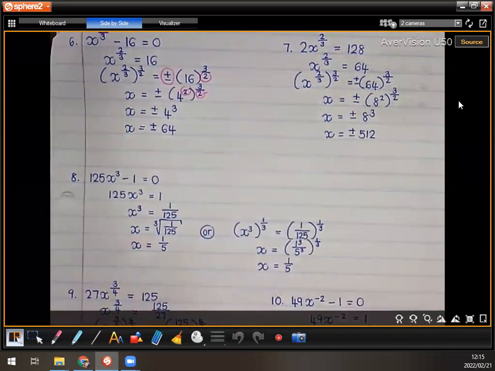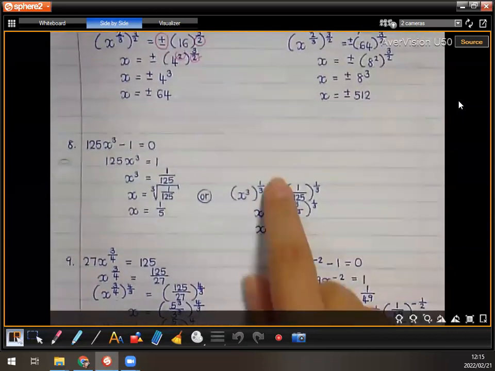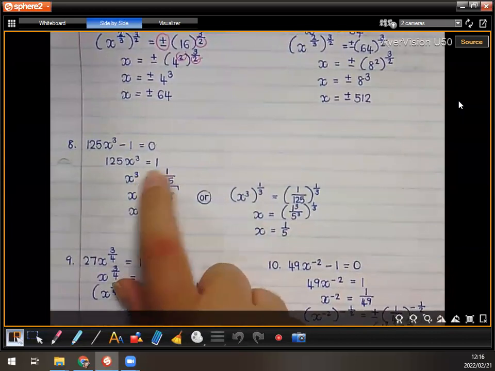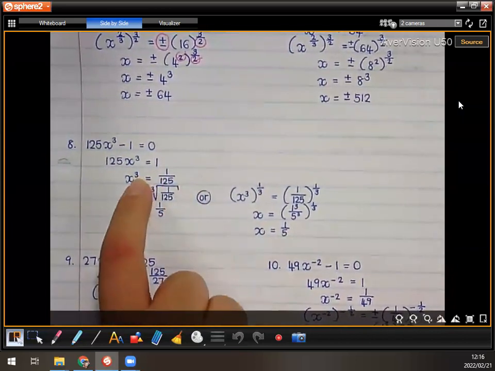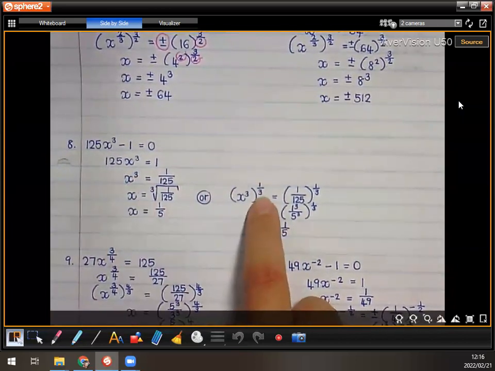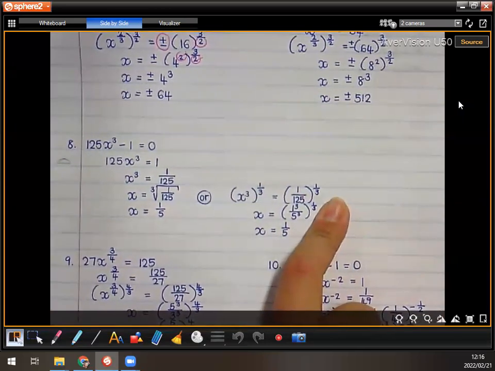Or if you want to just use one method for all of them, that's fine. I wrote it on the side here. If you want to raise both sides to a power that will cancel out 3, it's going to have to be 1 over 3. All right, we swap. The 3 over 1 becomes 1 over 3.